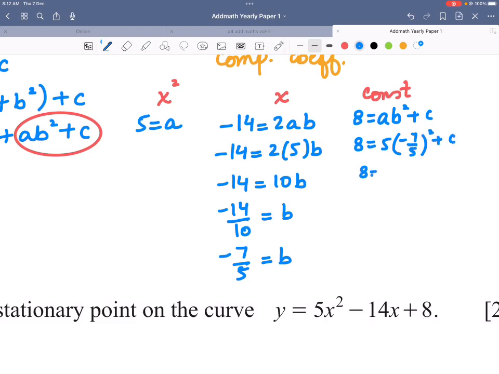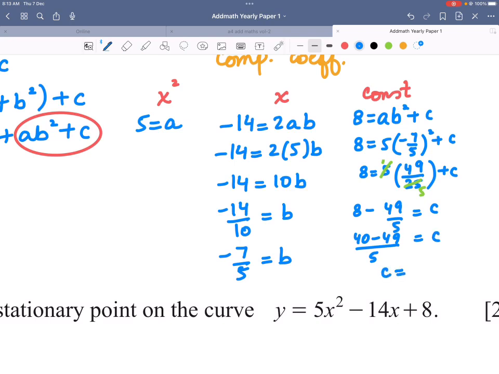So 8 equals 5 times 7² is 49 over 5² is 25, plus c. You can simplify here: 5 ones are 5, 5 fives are 25. So it will be 8 − 49 over 5 equals c. 5 eights are 40, taking LCM, so 40 − 49 equals c. So you got the value for c is −9 over 5.